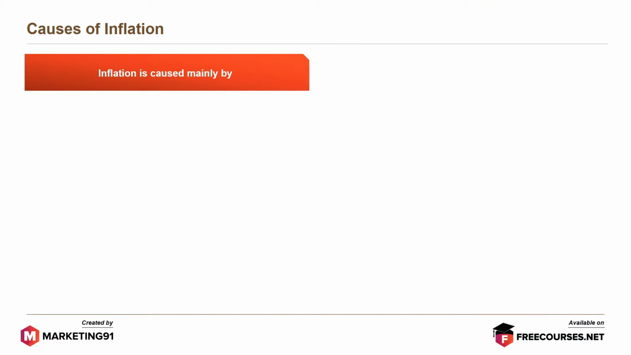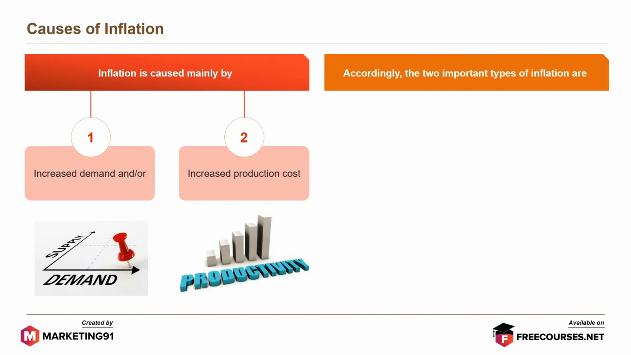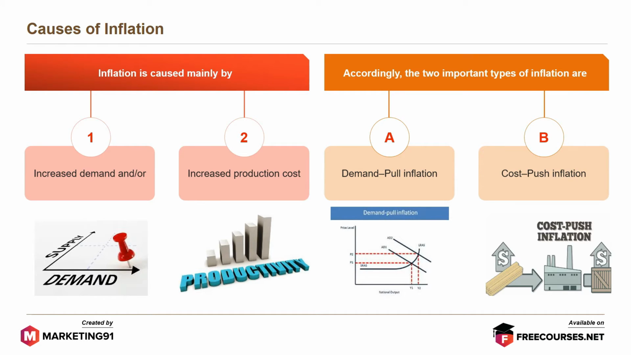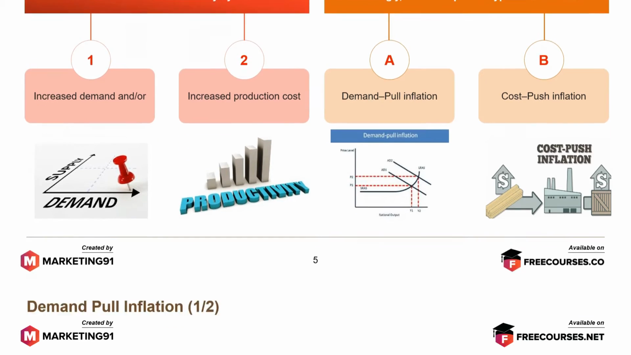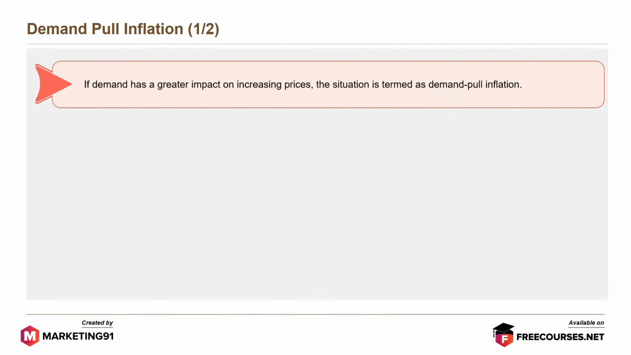Inflation is caused mainly by increased demand and increased production cost. Accordingly, the two important types of inflation are demand pull inflation and cost push inflation. Moving on to demand pull inflation. If demand has a greater impact on increasing prices, the situation is termed as demand pull inflation.